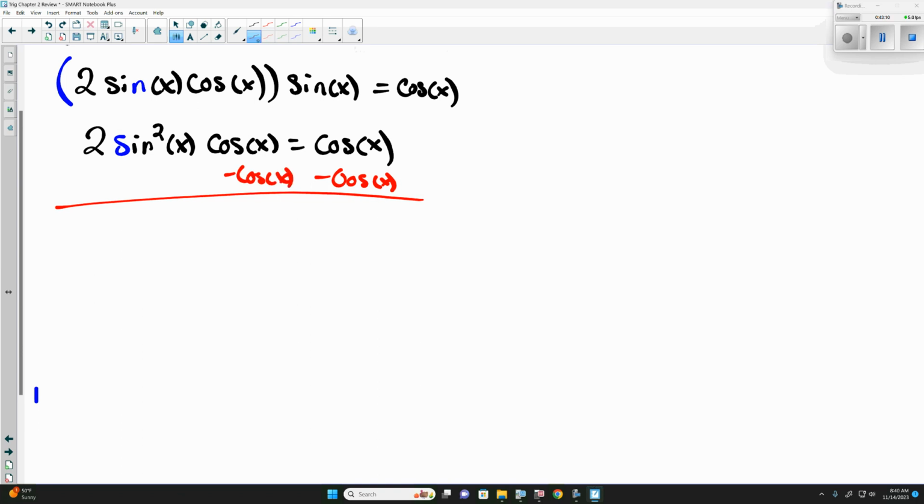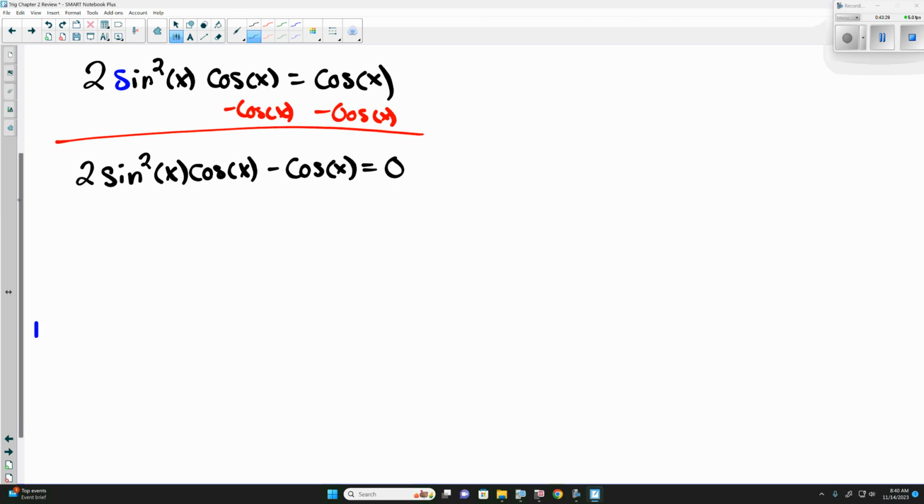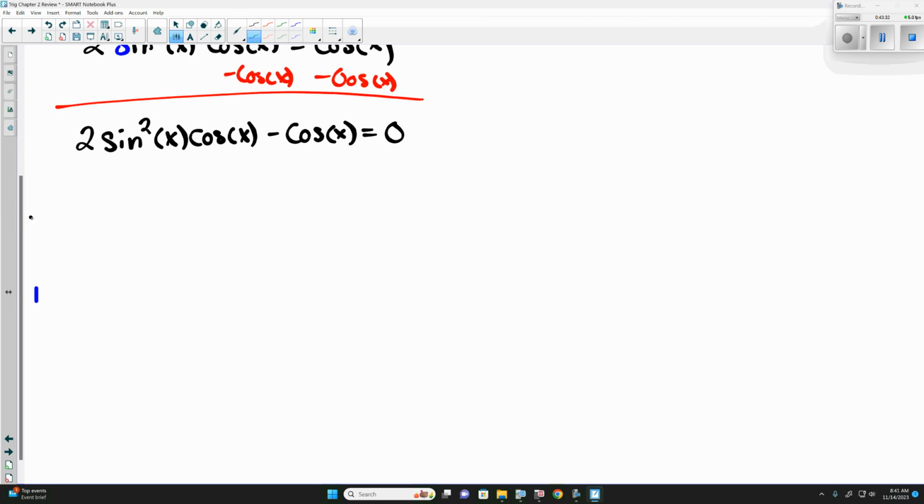And as tempting as it is to want to just cancel those cosines out, we cannot. Because cosine of x and 2 sine squared of x times cosine of x are not like terms. We can't just combine them as much as we want to. Now, the reason I said that there's more than one way we can do this is because sine squared of x is equal to 1 minus cosine squared of x. So we could replace that and go from there. But the reason I don't is, what else is with our 2 sine squared? Cosine, yes?